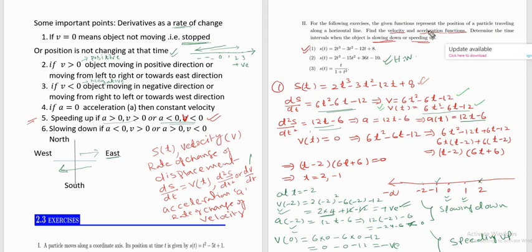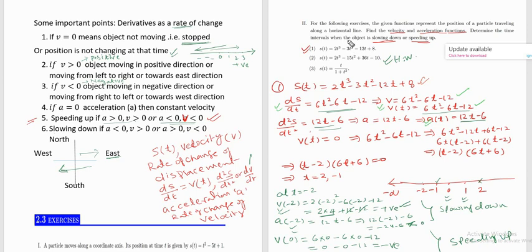Now, I need the acceleration. Acceleration means if you differentiate this velocity with respect to time, again that is acceleration. So differentiate it: 6 multiplied by 2 is 12t, minus 6. This is your acceleration: a(t) is equal to 12t minus 6.